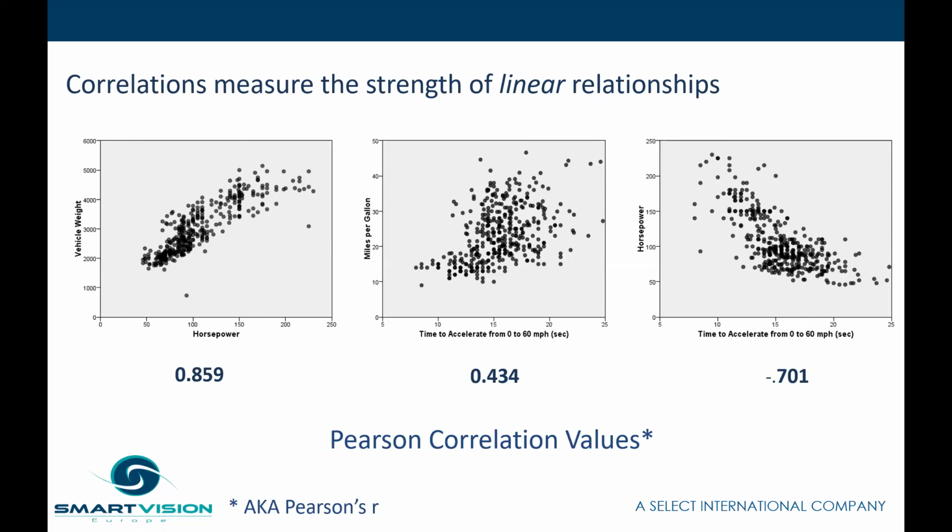Anything less than 0.3, most people would regard as fairly weak. Here we've got a strong negative relationship. This is time to accelerate from 0 to 60 against horsepower, meaning that the higher one value is, the lower the other value is. So the more horsepower you have, the less time it takes to accelerate from 0 to 60 and vice versa. And again, this is quite close to -1.